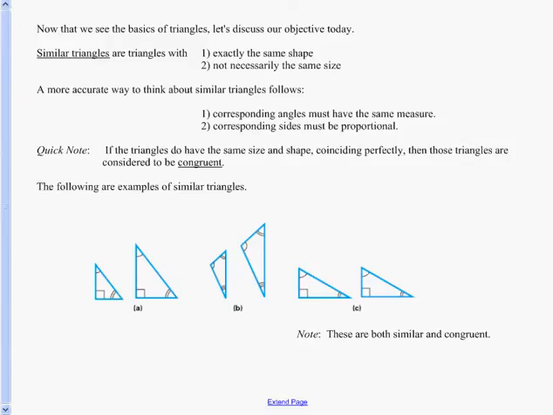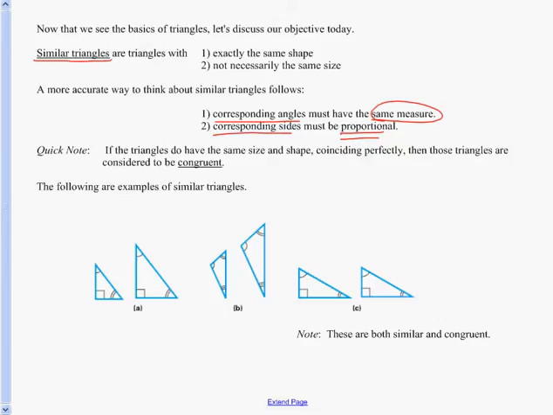Now, similar triangles are triangles with the exact same shape, but they're not exactly the same size. A more defining way of thinking about that would be, number one, the corresponding angles have equal measure. And number two, the corresponding sides are proportional. In the next video, we're going to actually work some problems with the idea of proportionality in our mind to see what that looks like. But for now, understand that an actual similar triangle has equivalent measured corresponding angles and proportional corresponding sides.